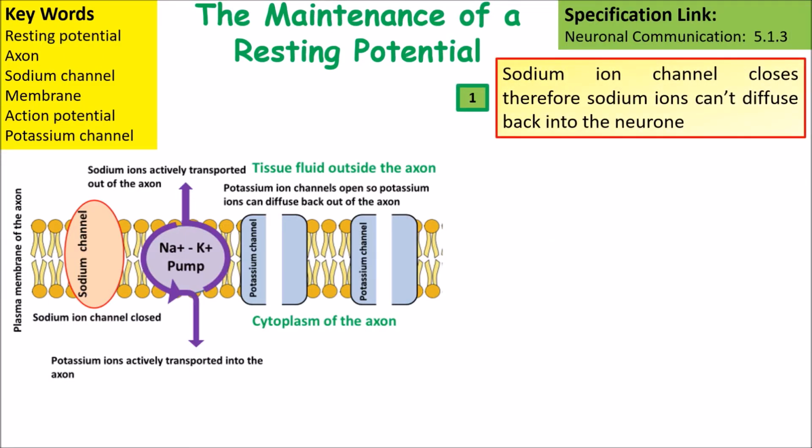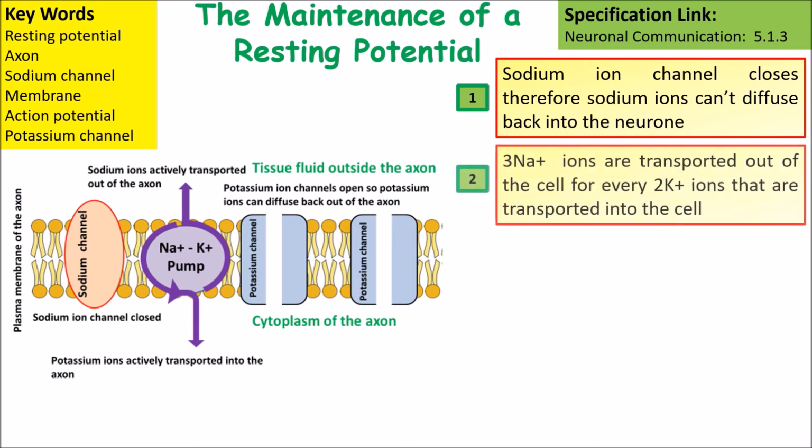So if we look at this process in more detail, it starts off with the sodium ion channel closing, therefore sodium ions can't diffuse back into the neuron. Then 3 sodium ions are transported out of the cell for every 2 potassium ions transported into the cell using a sodium-potassium pump.